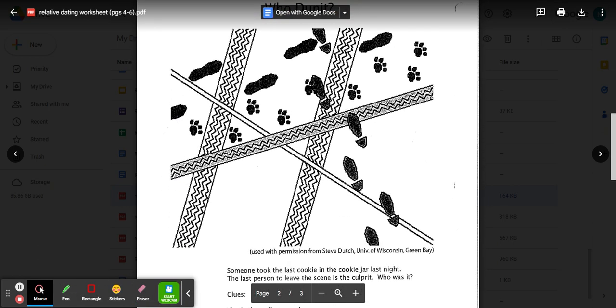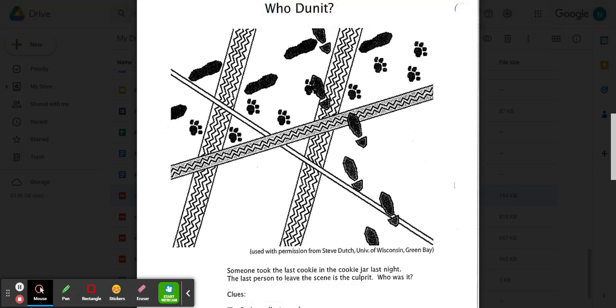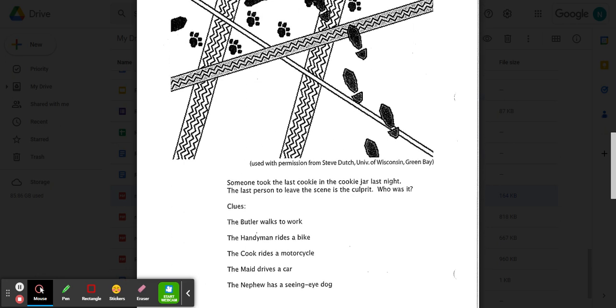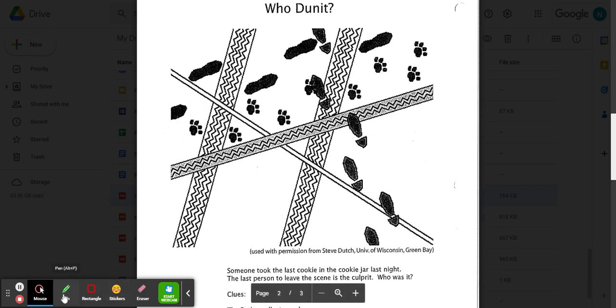All right, let's go down here. Who done it? Who done it? Someone took the last cookie in the cookie jar last night. The last person to leave the scene is the culprit. Who was it? The butler walks to work. Well, was it the butler? Let's look. So the butler's the guy that's walking.